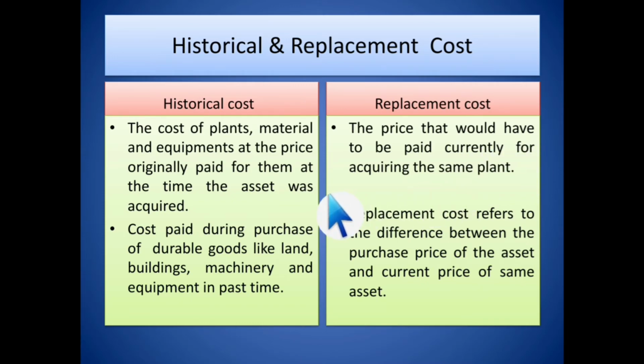See, let's say in the year 2002 you purchased a land. At that time it was 50 lakh rupees. That 50 lakh rupees with which you purchased the land was the historical cost. But if I say you purchase the same land now in 2020, will it be 50 lakh rupees? It will obviously be more, let's say 1 crore rupees. Now in 2020 it is 1 crore. So the extra 50 lakh rupees is called replacement cost.